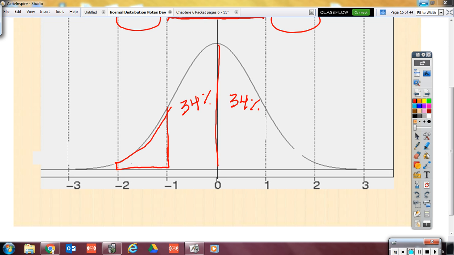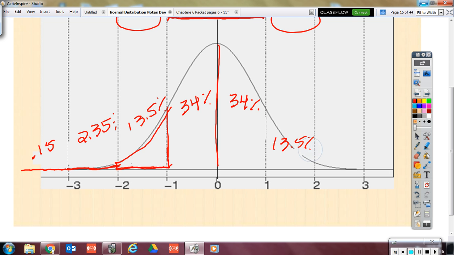Okay, so from 1 to 2, how much data is that? Good. -1 to -2, and -2 to -3: 2.35%. And there is still a little bitty bit out here below 3 standard deviations: 0.15 of a percent. So not even 1/5 of a percent. Okay, good. And then, of course, these are symmetrical, so these sections up here have the same amount.